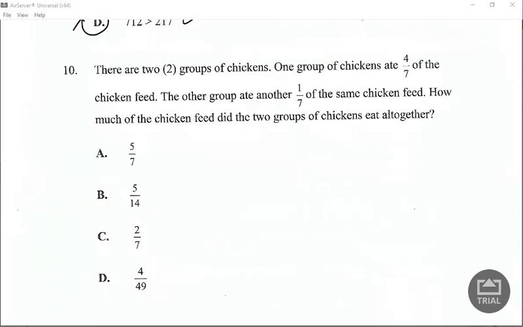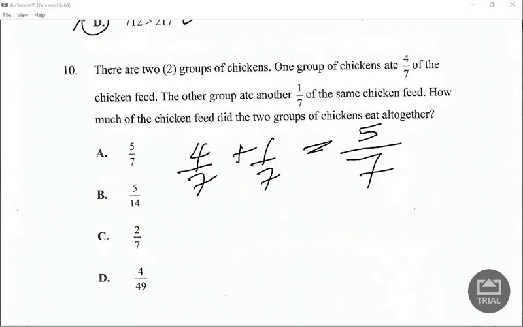Let's move on to 10. There are two groups of chickens. One group ate 4/7 of the chicken feed. The other group ate another 1/7 of the same chicken feed. How much of the chicken feed did the two groups of chickens eat altogether? When we have the same denominator, we can go ahead and add the numerators. So that's 5/7. Go on, chickens, go on.